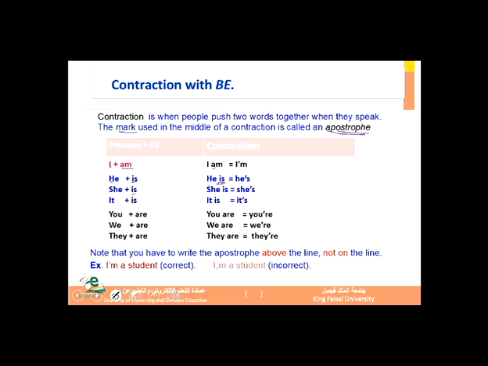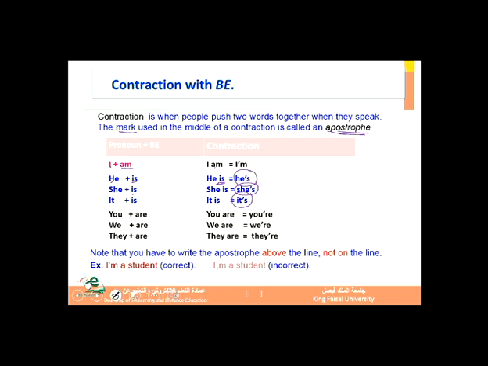What has happened? The forms that we come up with are shorter, they are contracted, because we have spoken two words together. We have reduced two words together. We pushed two words together when we speak, rather than speaking them slowly or independently. So rather than saying, for example, I am a student, I would say I'm a student. He is a student, he's a student. She is a student, she's a student, and so on and so forth.